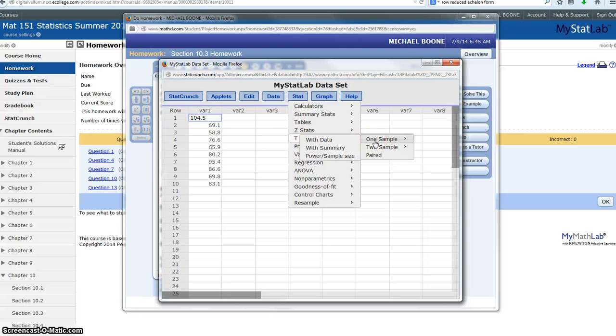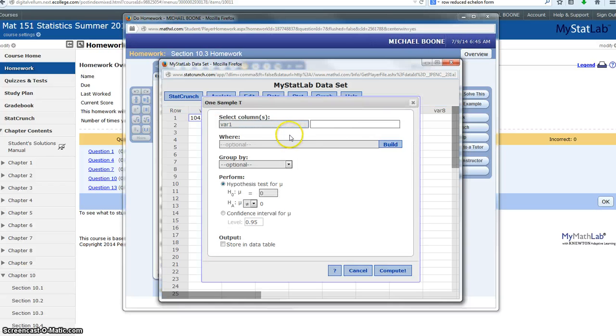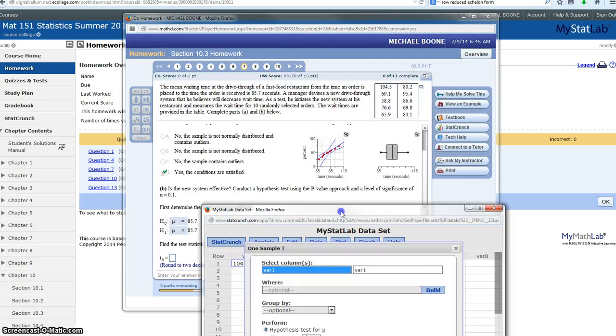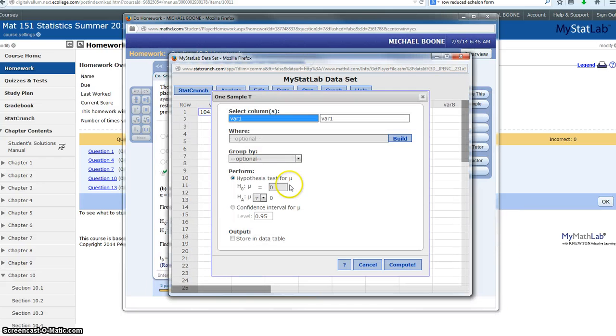And it's one sample, and I have data. Like we have the data here in our variable 1. So it's not a summary of the data. I'm going to do my hypothesis test, exactly what we said a second ago. The 85.7. And we said it would be less than, because we think our new system is going to be awesome and it's going to be better, and so it'll be less than.